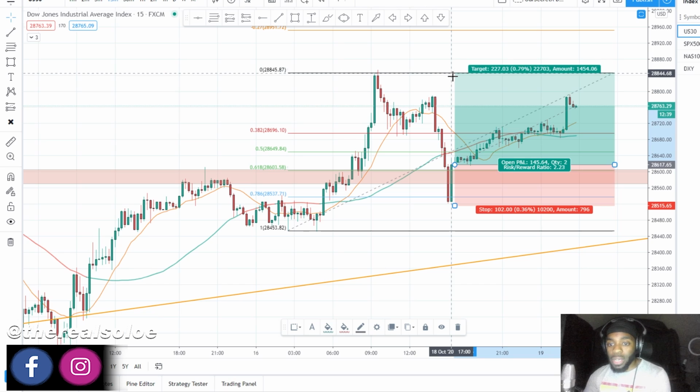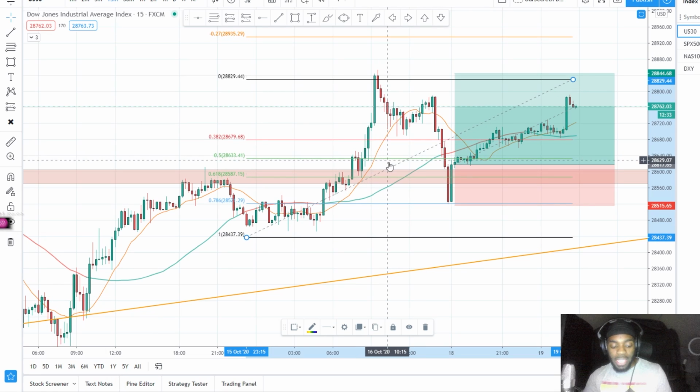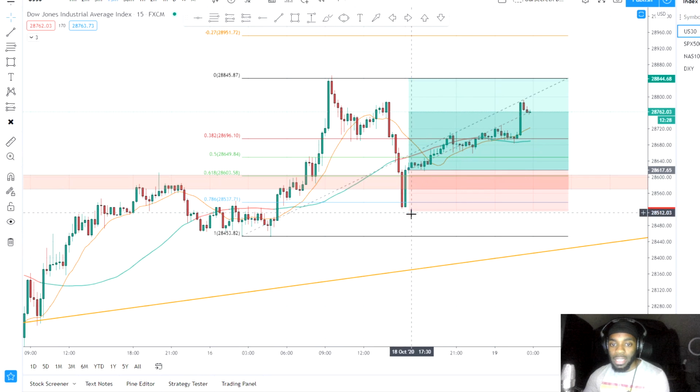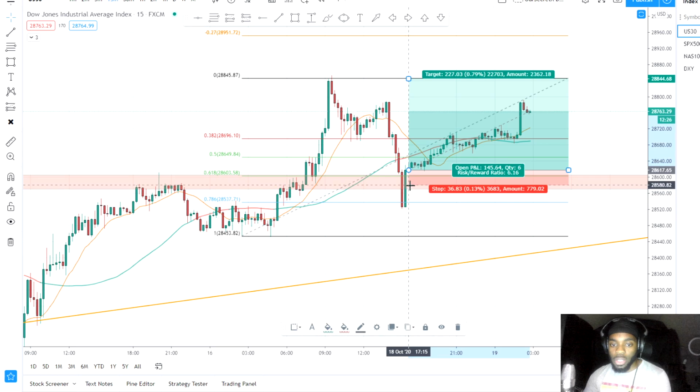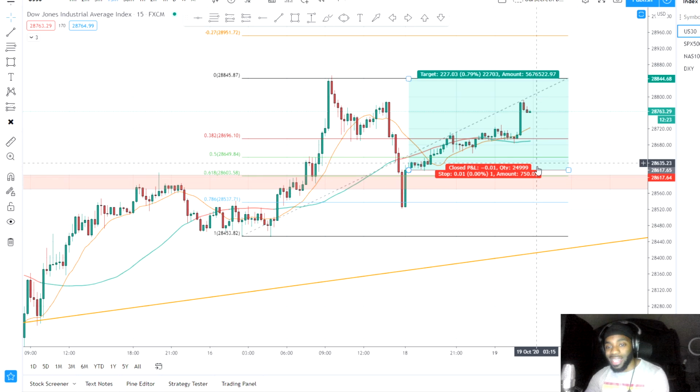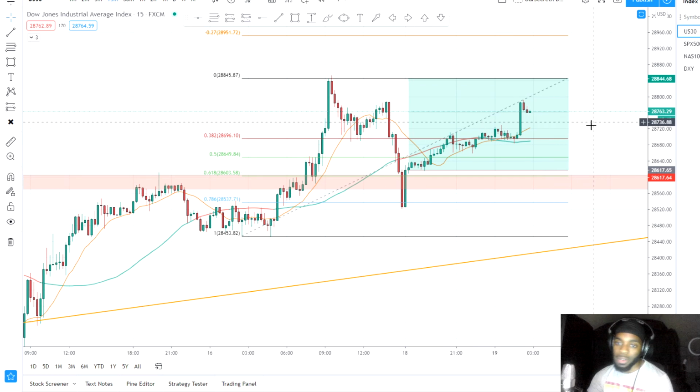Now the beauty of risk management is that since the market literally got to this point where it started creating more higher highs and higher lows, what I am going to do is move my stop to break even. So if the market was to ever come back down here before it hit my take profit, I am still in the money, you know.